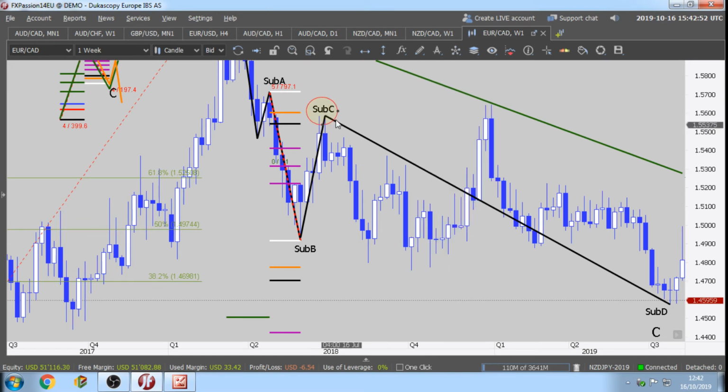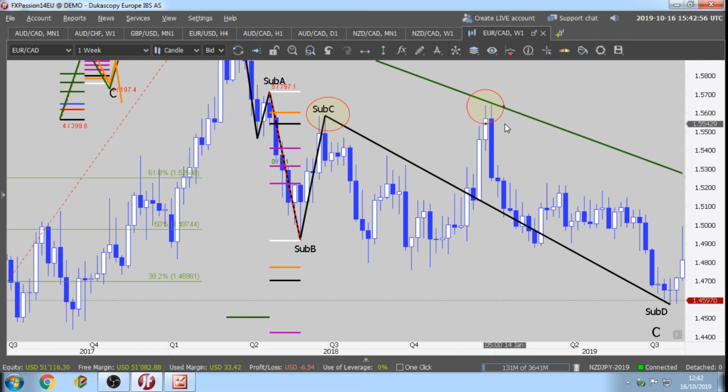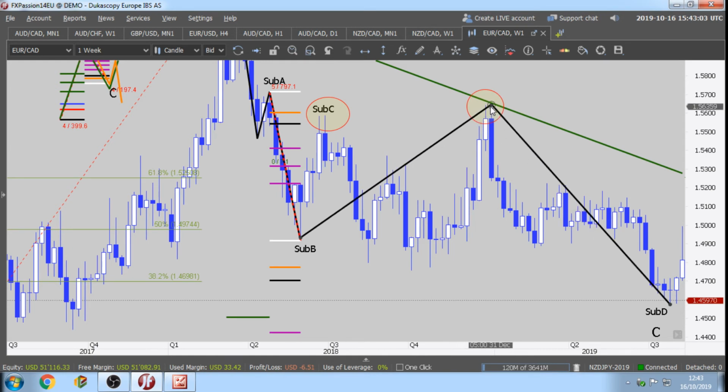So my sub C is not here. My sub C is up here. This is the mistake. So sub A, sub B, sub C. Sub C is up here. Why is that? What is the sub C? Sub C is the highest point inside the sub A, sub B boundary after the sub B before the market hits the appropriate D extension.